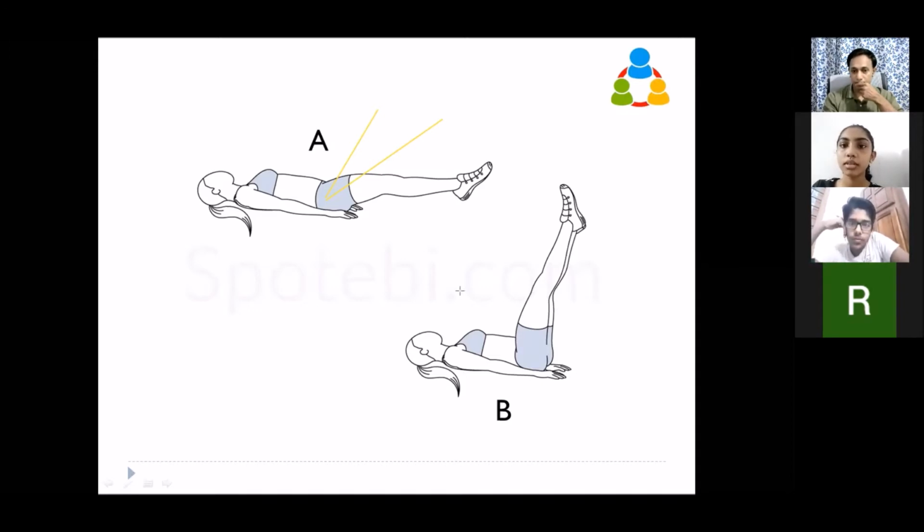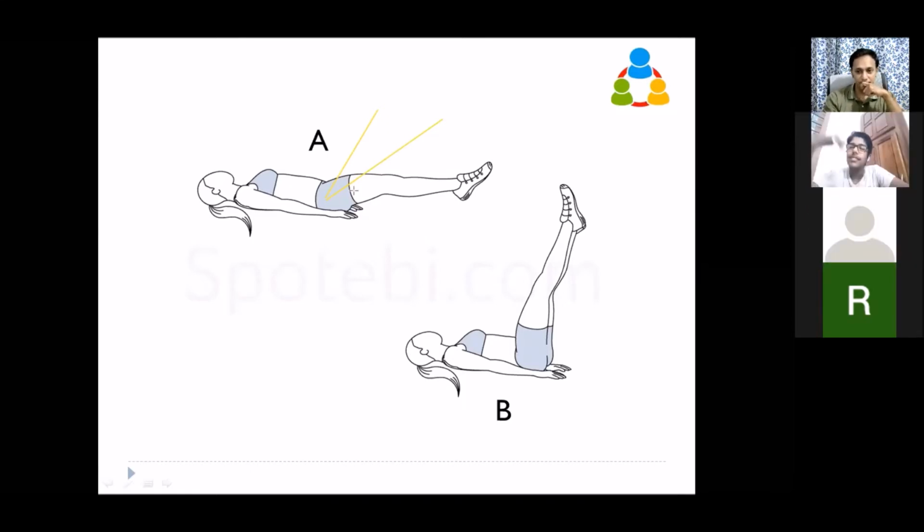So the original position is tougher. Any other answer? And why is the original position tougher? Any idea? You tell me, think first. When this leg is folded like this, it becomes straighter. What is the change happening in the motion, on the force side? What will be the change?